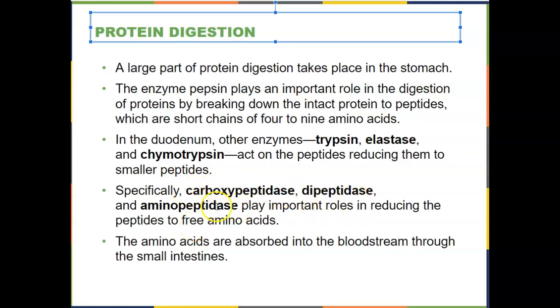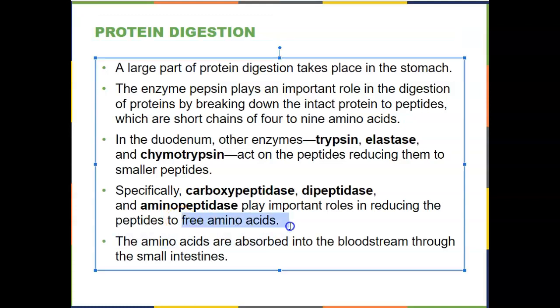A few more right here finish off that process of digestion so that the result is free amino acids that can be absorbed into the bloodstream by the cells of the small intestine, the epithelial cells right there. So trypsin, elastase, chymotrypsin, carboxypeptidase, dipeptidase, aminopeptidase are all digestive enzymes targeting proteins.